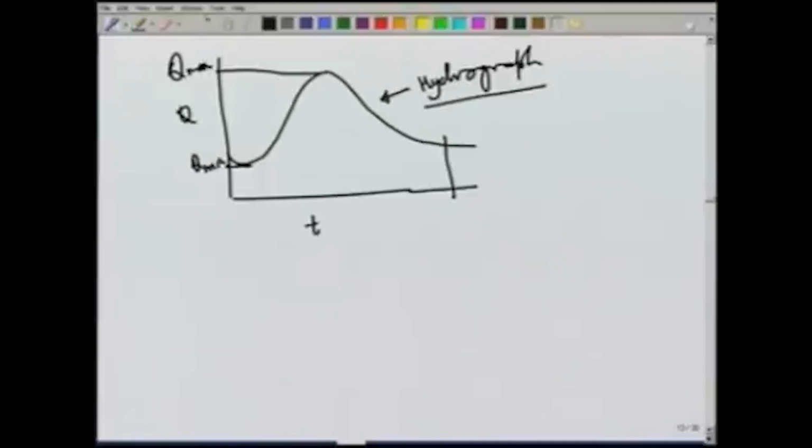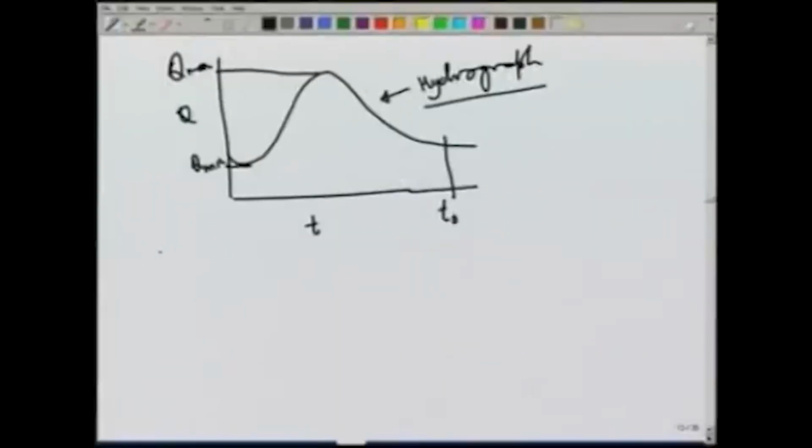Now, somebody might ask what is the average flow over this time period, let us call it T naught. So, over this time period of T naught, what is the average flow in the stream, or what is the total volume of water which has passed the stream at that location A in this time T naught. So, for this purpose there is a curve which we can generate from this hydrograph, which is known as the mass curve.